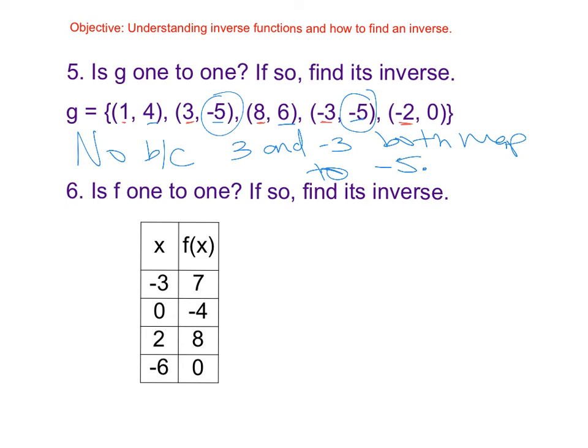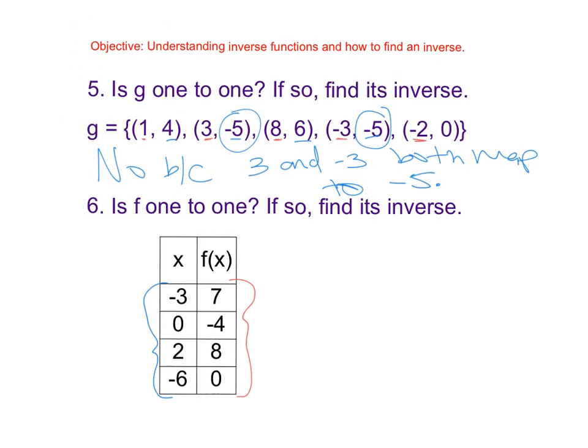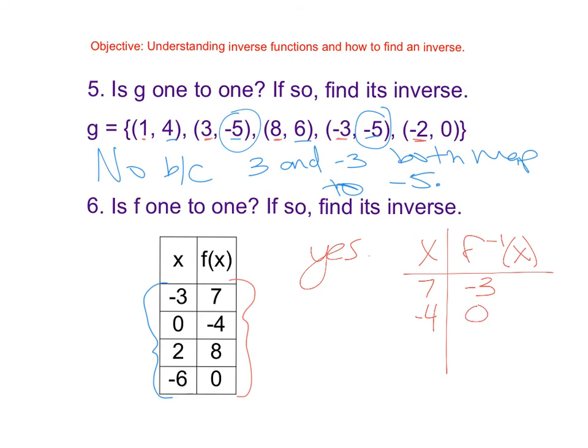How about number 6? Is this 1-to-1? So it is a function. All my x's are different. And it is 1-to-1 because all the y's are different. So this is a yes. So the inverse, f minus 1 of x. So all we're going to do is flip-flop. 7, negative 3, negative 4 is 0, 8, 2, 0, negative 6. And that's it. One more page.